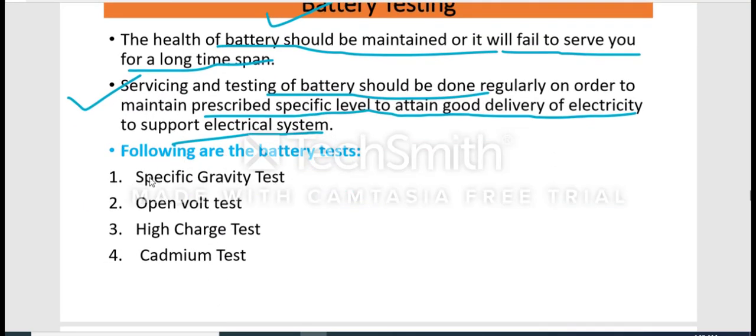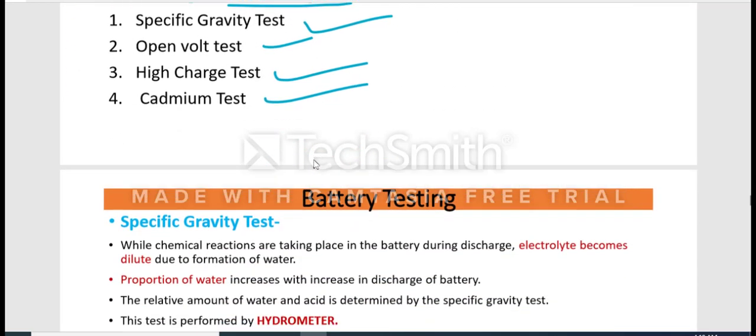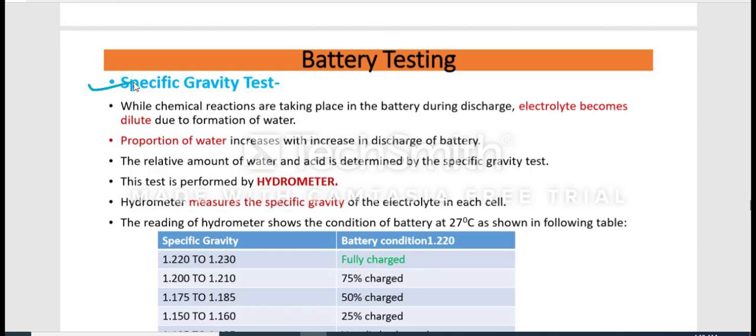So following are the battery tests. The first test is the specific gravity test, the second one is the open hole test, then the high charge test, and the last one is the cadmium test. We'll see in detail what is meant by the specific gravity test and how it is carried out. So first is the specific gravity test.